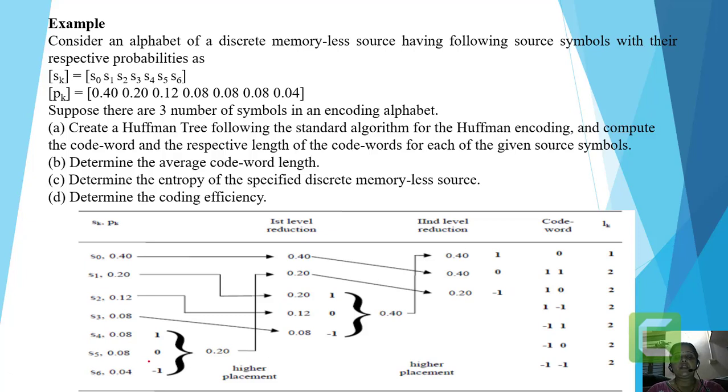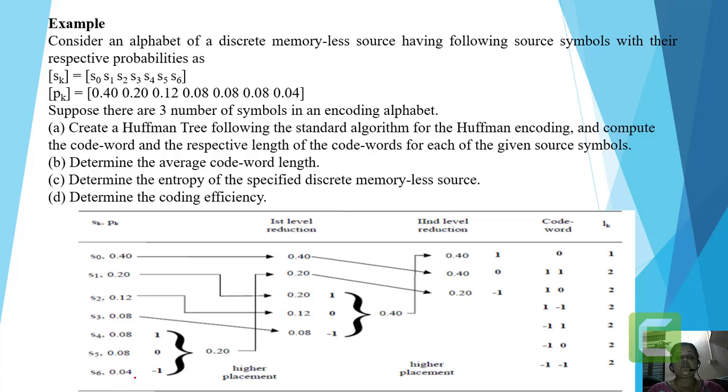Next is 0.08. The assigned value is 0. It is involved in the combined probability, taken over here. This will be taken over here and the assigned value is -1. So its code word is -1 0.